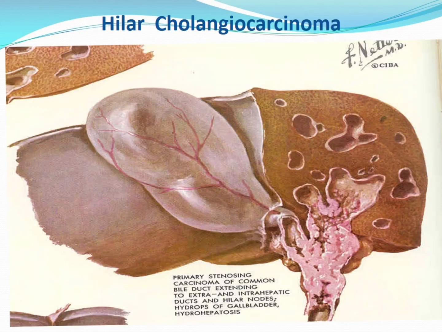In this slide, we can see a hilar cholangiocarcinoma extending to the confluence and above the confluence, and extending also to the upper part of the CBD and infiltrating also the cystic duct. It is a stenosing infiltrating lesion.